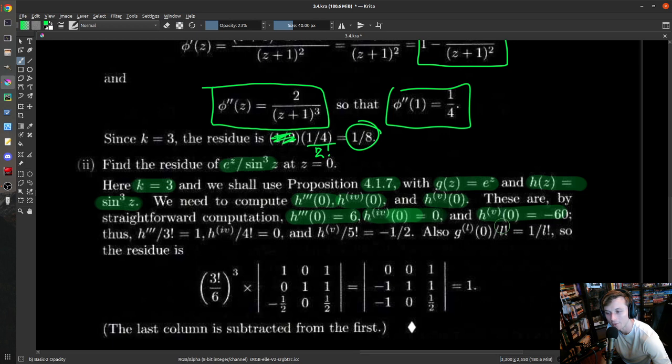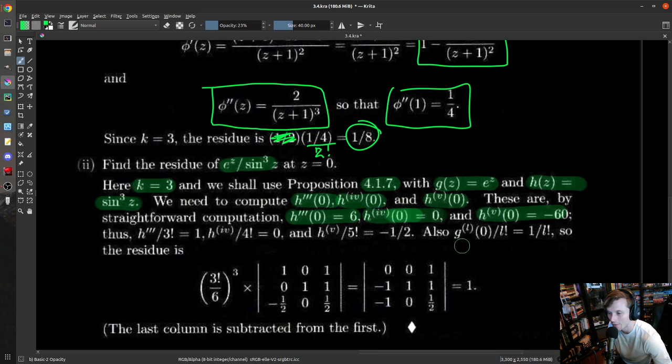I'm not trying to have us run too late tonight, so I won't write out those derivatives since that's a Calc 1 exercise. So H triple prime over 3 factorial is 1, H quadruple prime over 4 factorial is 0, H quintuple prime over 5 factorial is minus 1/2.